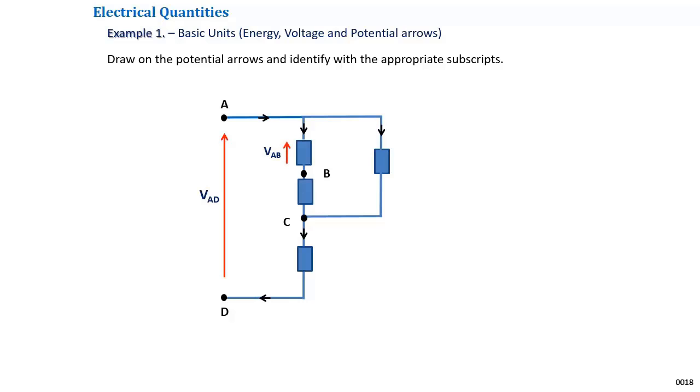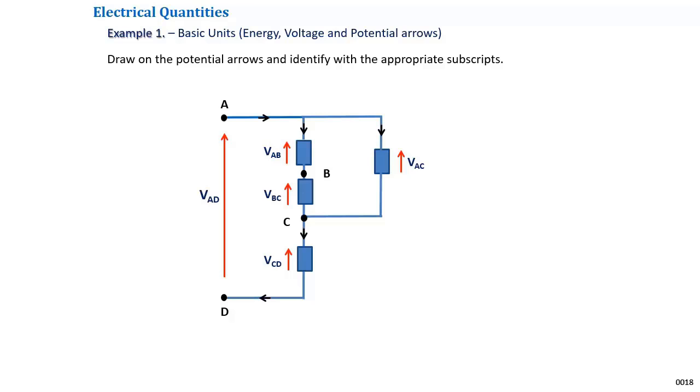For element AB, the voltage is V subscript AB with the arrow pointing at the A. For element BC, the voltage is V subscript BC with the arrow pointing at the B. For element AC, the voltage is V subscript AC with the arrow pointing at the A. And for element CD, the voltage is V subscript CD with the arrow pointing at the C.